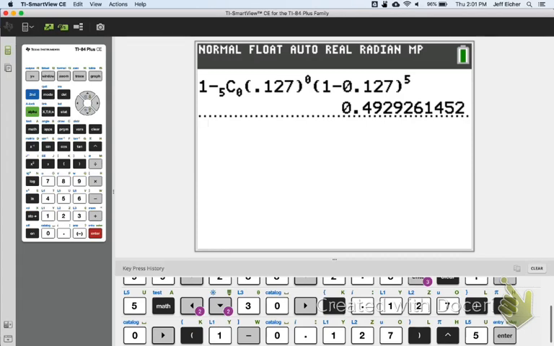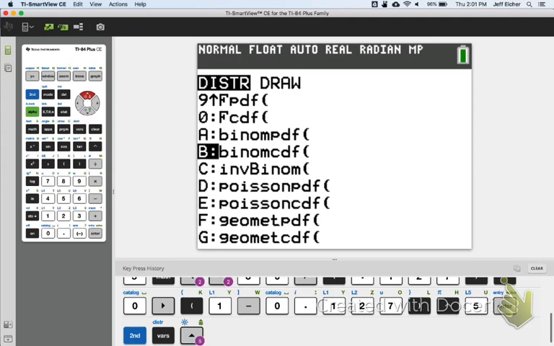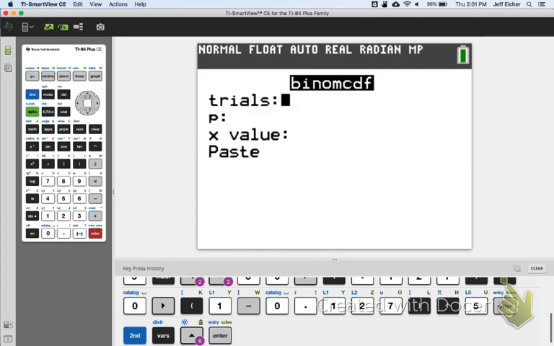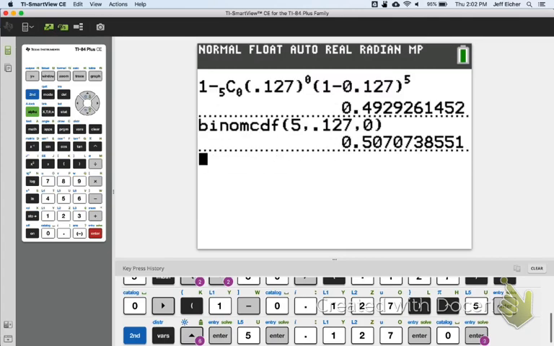Another approach that you could take, instead of using this whole formula here, the binomial theorem, you could do binomial PDF. Well, I guess you could do CDF. It's at least one, but they're going to give equivalent answers. So if we did CDF, we have 5 trials, we have a probability of exceeding the standard of 0.127, and our x value is actually going to be 0. If we want at least 1, the complement would be 0, and we'd paste that in there.